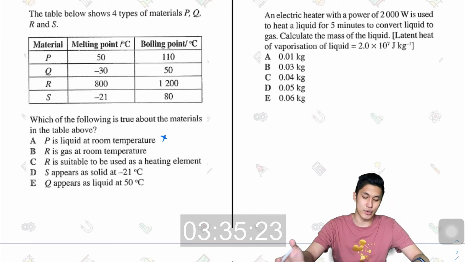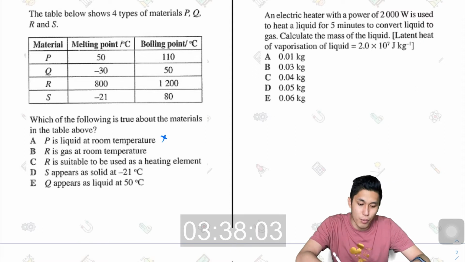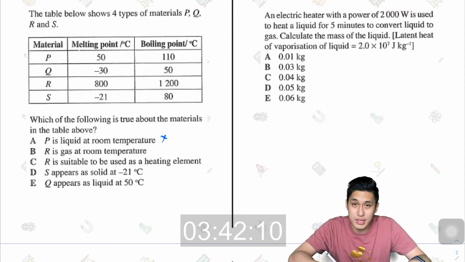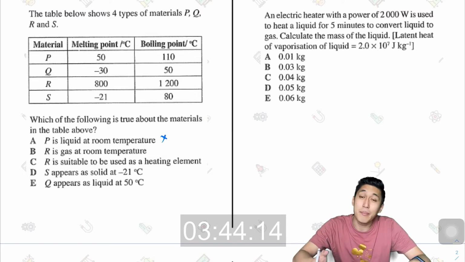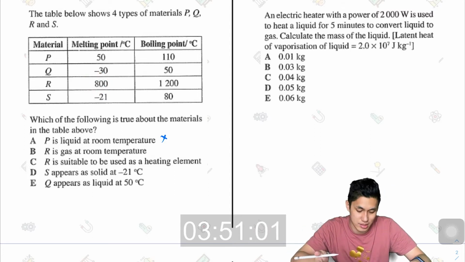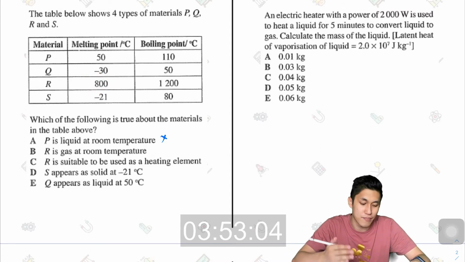R is gas at room temperature. Again, let's look at the boiling point this time. So the boiling point is 1200 degrees Celsius. That means anything below that, it cannot be a gas, right? So even the melting point is already 800 degrees Celsius. So anything below 800, material R will just remain as a solid.